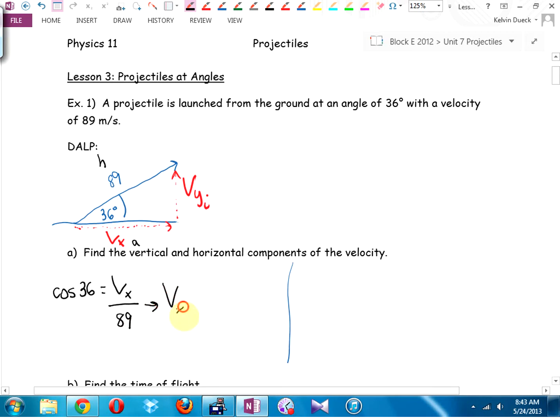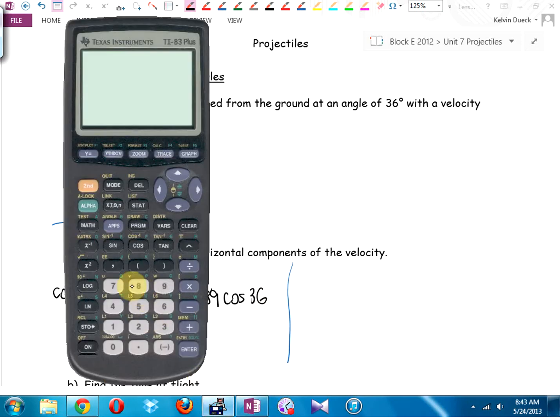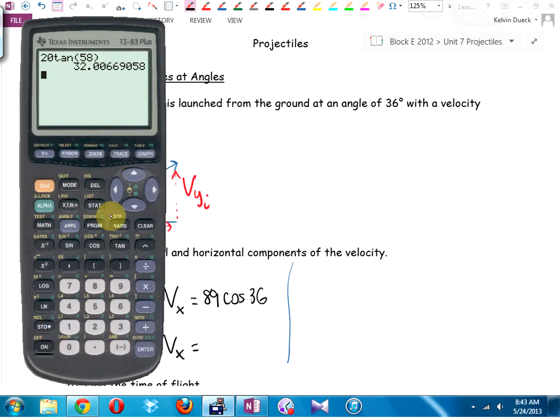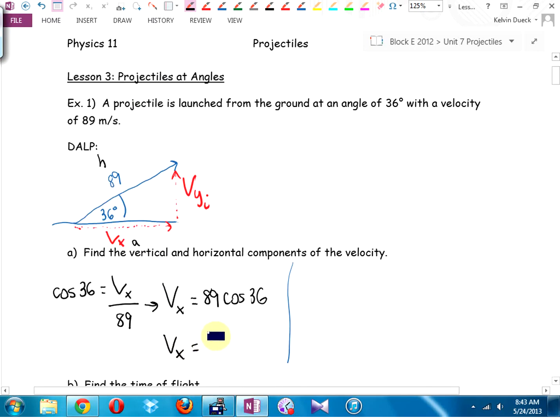I think the horizontal component is going to be 89 cos 36. Oh, almost exactly 72. Is that right? Yes? No? Yeah? Woohoo! That's a fluke. Not often trig stuff works out evenly.